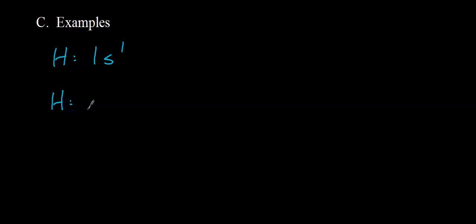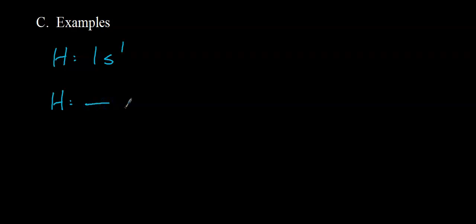So hydrogen's electron configuration is 1s1. Let's draw its orbital diagram. So we start off with 1s, the s sublevel in the first energy level. Here's a question. How many different s orbitals are there in the 1s sublevel? Every s sublevel consists of just one s orbital. So how many lines are we going to draw? Just one.